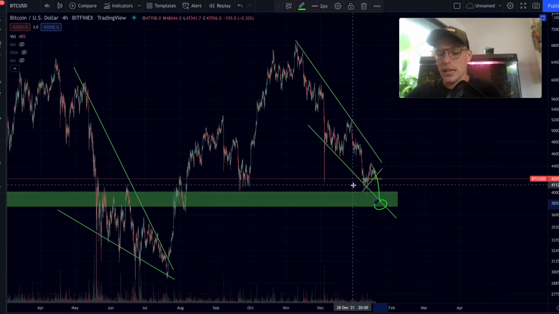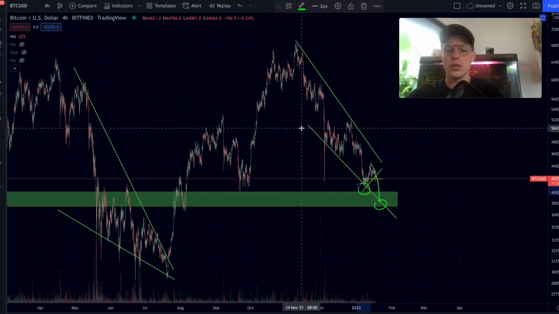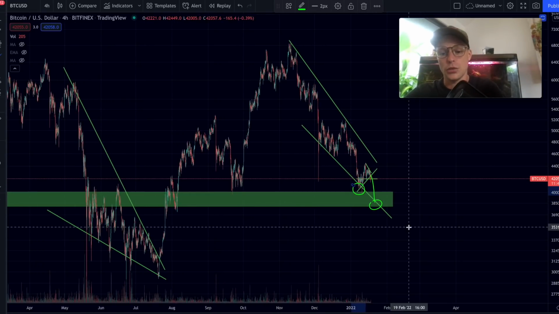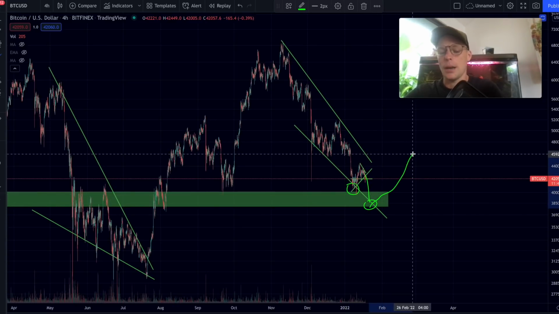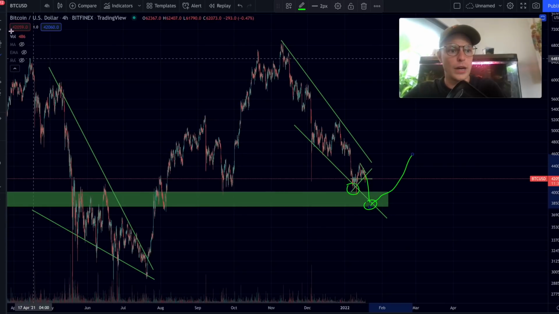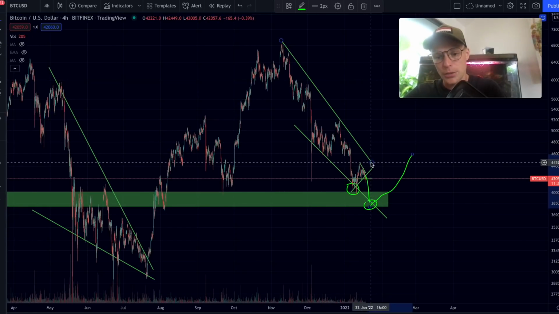That would eventually end up with a wick, as we have seen at previous times when we dipped below this declining support of this falling wedge formation. And then from there, eventually, we could be seeing Bitcoin going into an uptrend. That is a potential scenario that I'm watching, guys.